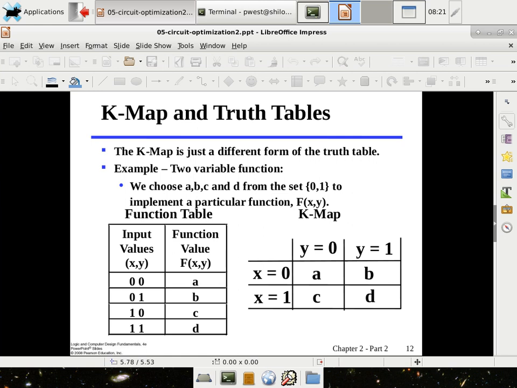A K-map is just a way of showing a truth table, kind of a shorthand way, which is nice. For example, we choose A, B, C, D from the set 0, 1, just pretending it's the answers. Okay, then it's the same thing. What's on the left is the same thing as what's on the right from the truth table. Now, I'm going to go write this on the board.